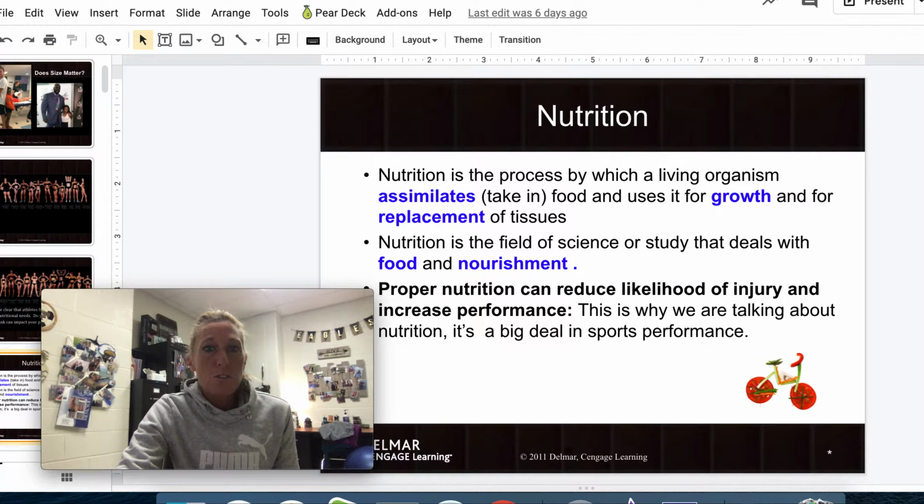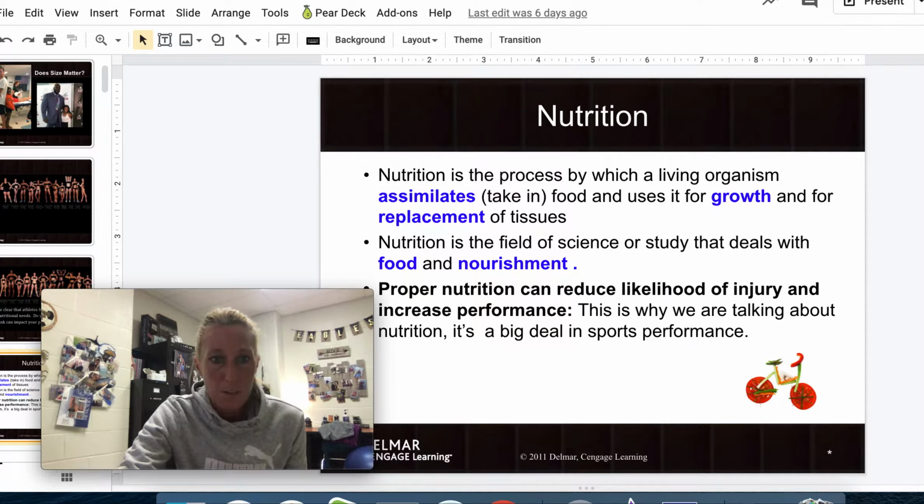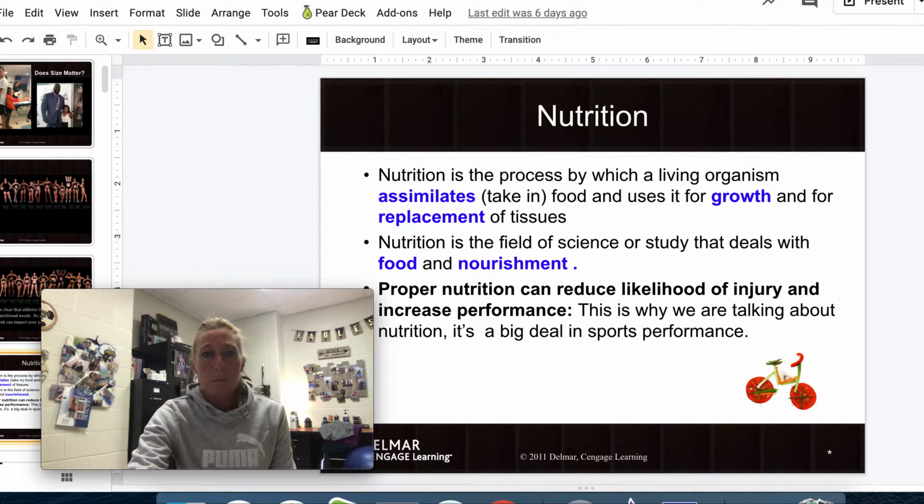Talk about the definition of nutrition being the process by which living organisms assimilate or take in food and use it for growth and development, replacement of tissue. Nutrition is the field or science that deals with food and nourishment. Proper nutrition can reduce the likelihood of injuries. That's why we're talking about this. We feel it's one third of the pieces of the puzzle to the athlete. We have genetics being one piece, training routine being one, and nutrition being the third piece of the puzzle.